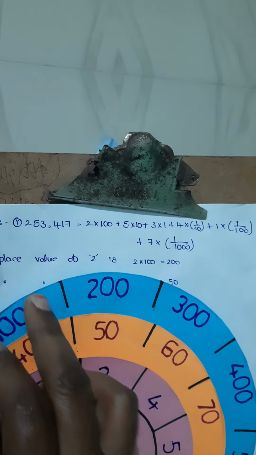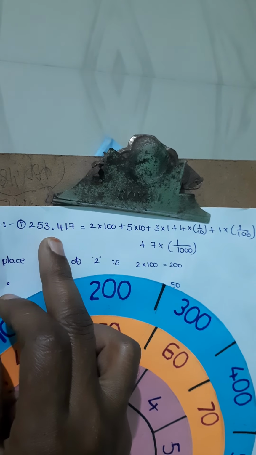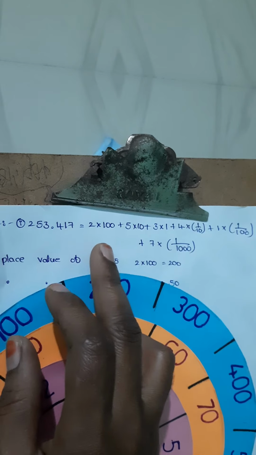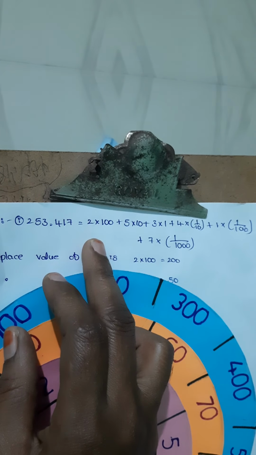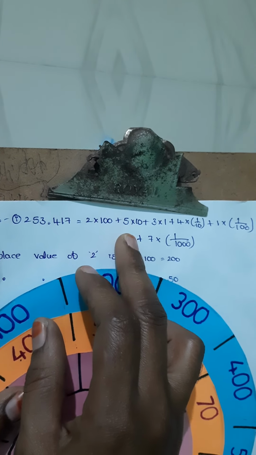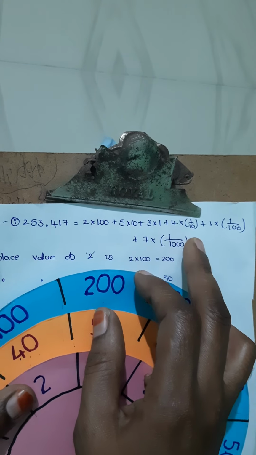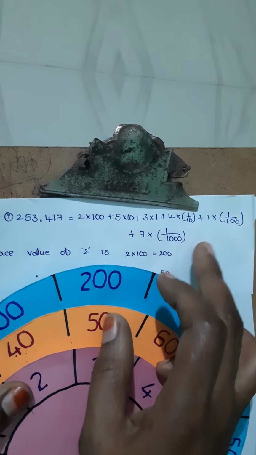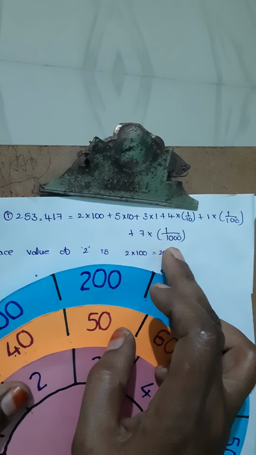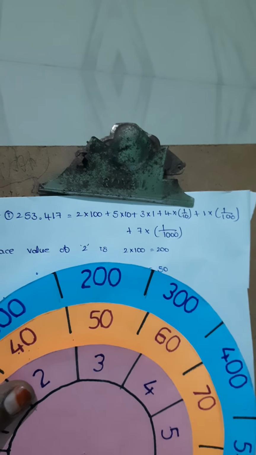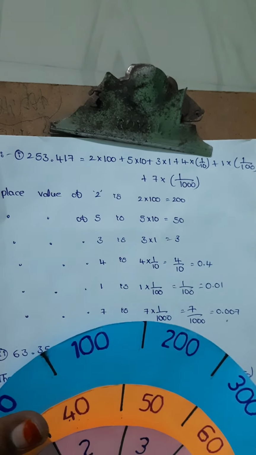Here I am writing the expansion form of 253.413, which is equal to 2 into 100 plus 5 into 10 plus 3 into 1 plus 4 into 1 by 10 plus 1 into 1 by 100 plus 3 into 1 by 1000. This is the expansion form of this number. Next, we are going to write the place value of each digit in this number.